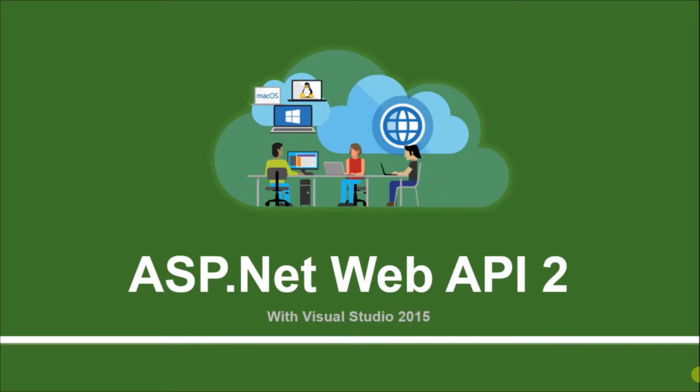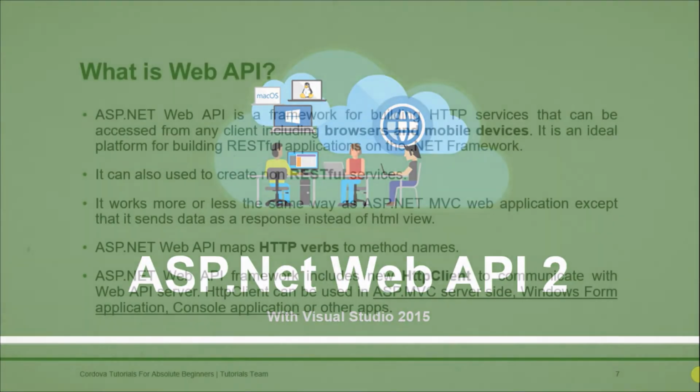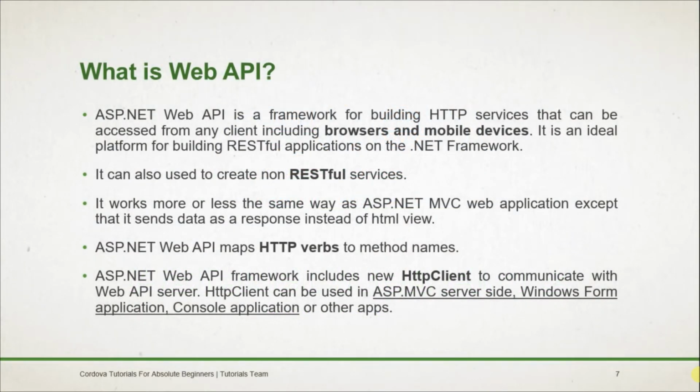In this session we will learn what is Web API and what is a RESTful service, as well as see the difference between the WCF and the Web API and when to use Web API or WCF. What is API? The term API stands for Application Programmable Interface. ASP.NET Web API is a framework that is used for building HTTP services that can be accessed from any client, including the browser and mobile devices. Web API is the ideal platform for building RESTful applications on the .NET framework.